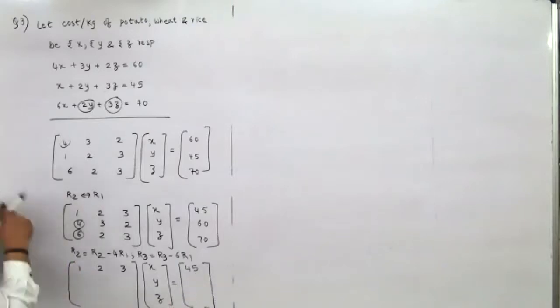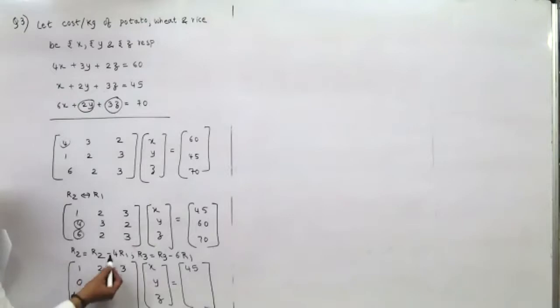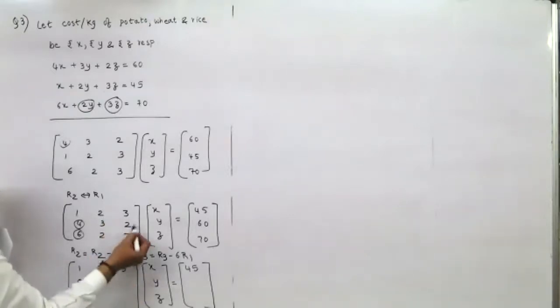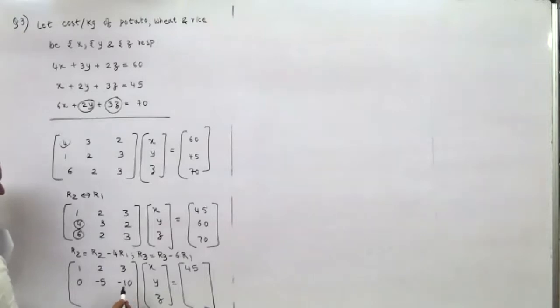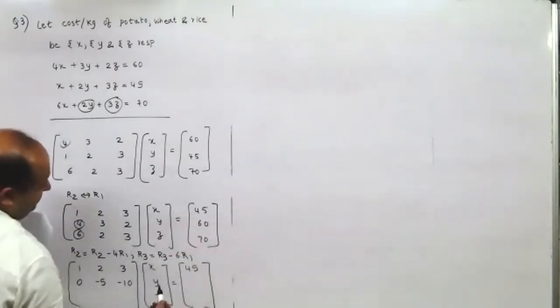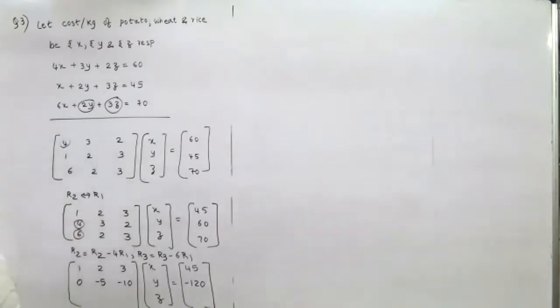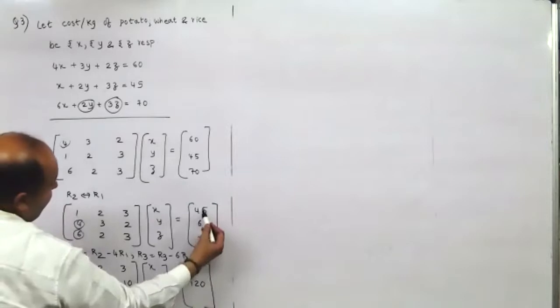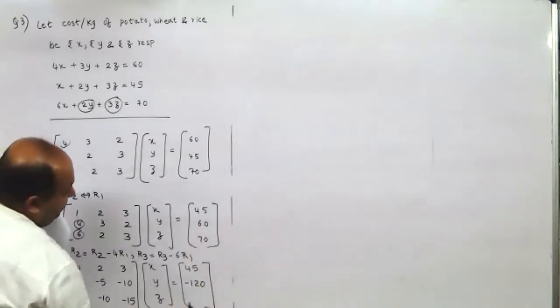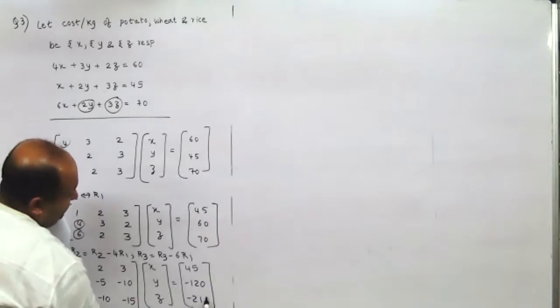Now 4 minus 4 times 1 is 0. 3 minus 4 times 2 is minus 5. 2 minus 12 is minus 10. This is 60 minus 4 times 45, so 60 minus 180 is minus 120. Then 6 minus 6 is 0. 2 minus 12 is minus 10. 3 minus 18 is minus 15. 70 minus 6 into 45.